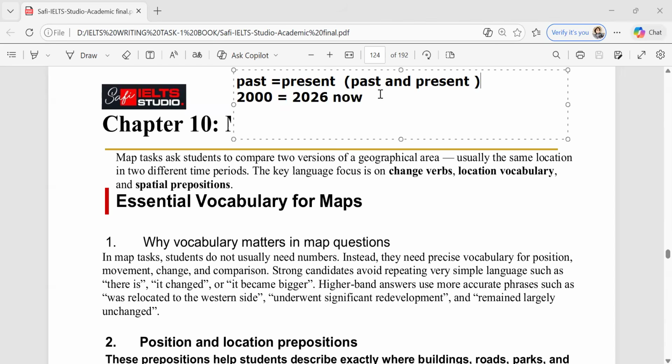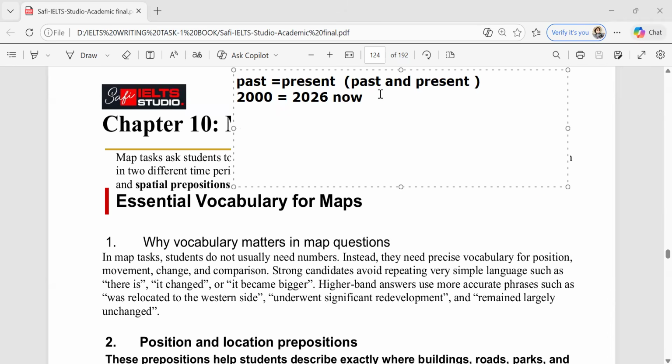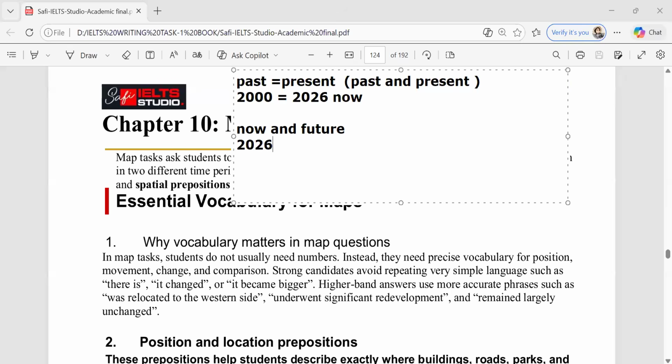Another scenario you can have is, for example, a map from now and the future. So if there is a map from now and the future, it can be, for example, now 2026, and another map you may have 2050. So in this case, we use present and future tense. This can be a scenario.